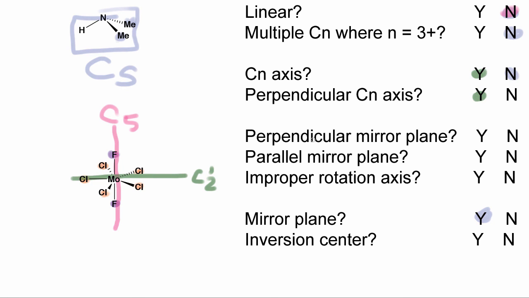So then the next question is, do we have a perpendicular mirror plane? And so if we look at it, we can see that we have one in the plane of the molybdenum and the chlorides, because we can translate this fluorine into this fluorine right here, and everything else remains completely the same. And so because we do have a CN axis, so we have a 5-fold there, we have a perpendicular CN axis, that gives us a D, and we have a perpendicular mirror plane, and so the point group in this case is D5H.